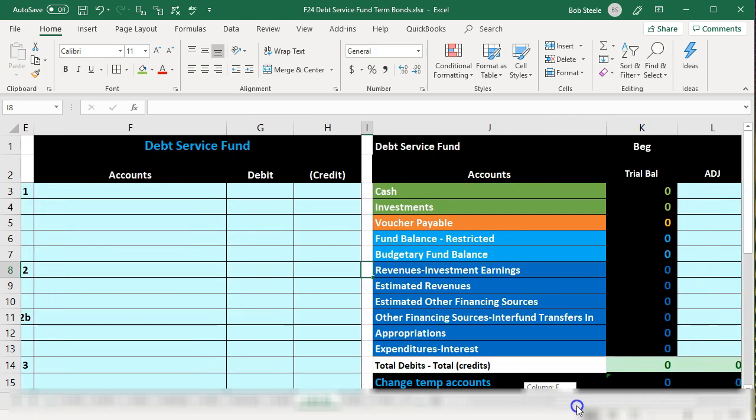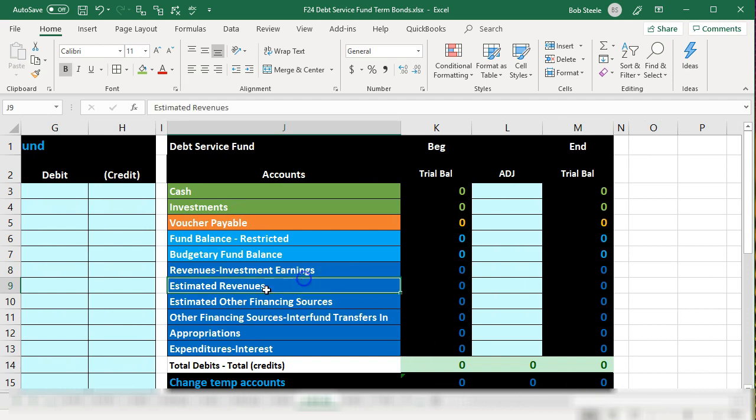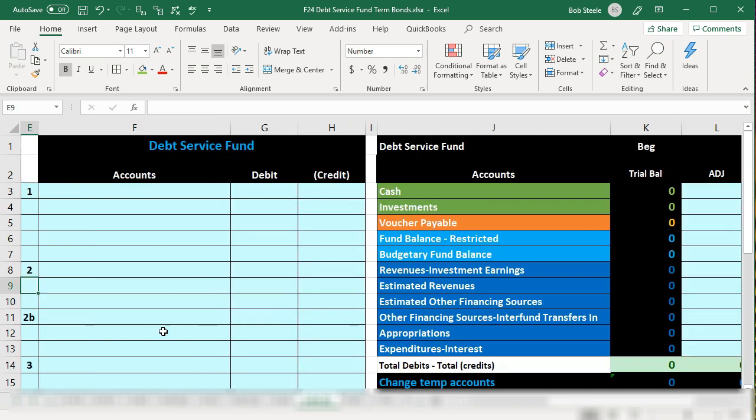So we need to first consider our estimates on the left. Our estimating type of accounts are going to be down here. We have the estimated revenues. We need to have estimated revenues, estimated other financing sources, and then the appropriations, which is the estimate related to the expenditures. So we'll start off with the estimated other financing sources. That's going to be kind of like an income statement account. Remember that income statement accounts have credit balances. Therefore, the budgetary account will have a debit balance.